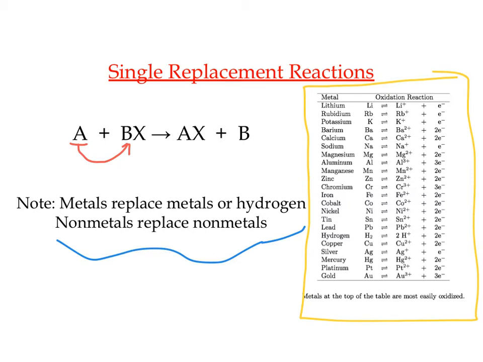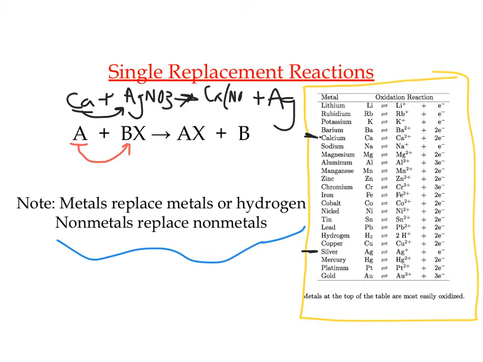So, let's say A was calcium, and let's say BX was silver nitrate. Calcium's a metal, so it's going to try to kick out the silver. So I check my activity series, calcium's right there, and silver's all the way at the bottom. So calcium's higher than silver, so calcium can kick out silver. So silver would be all by itself, and calcium would take nitrate. And now I still have to balance the reaction, but that's single replacement.